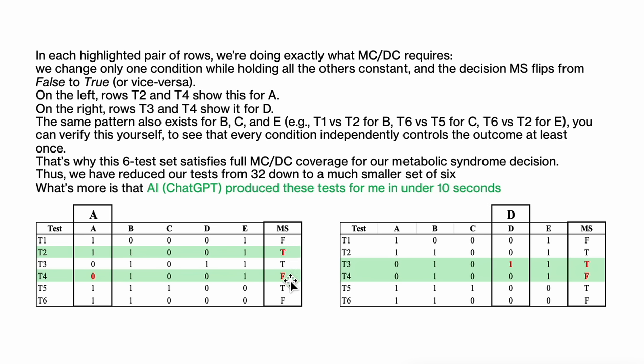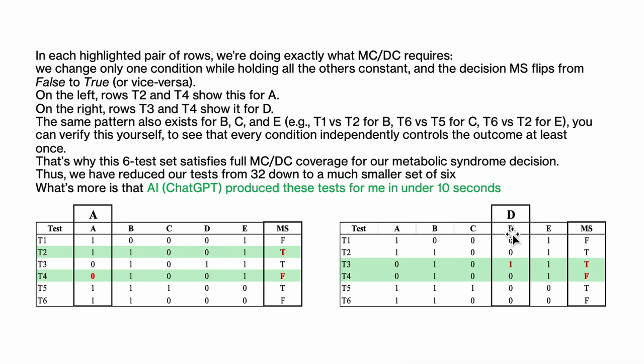It could also be from F to T. Either way works. Now the rest of the conditions must remain constant. So we need 1, 0, 0, 1 in our line for T4, and we have 1, 0, 0, 1. So there we have 2 tests that satisfy the A condition being flipped and flipping from true to false.